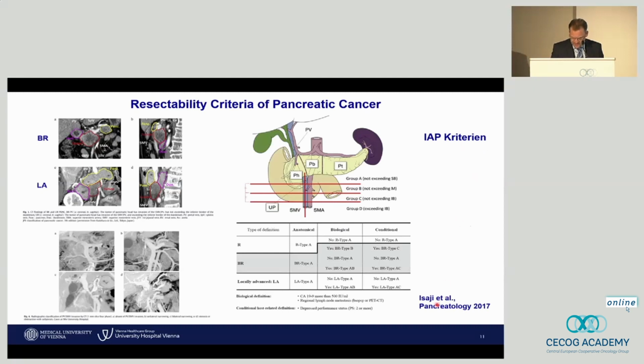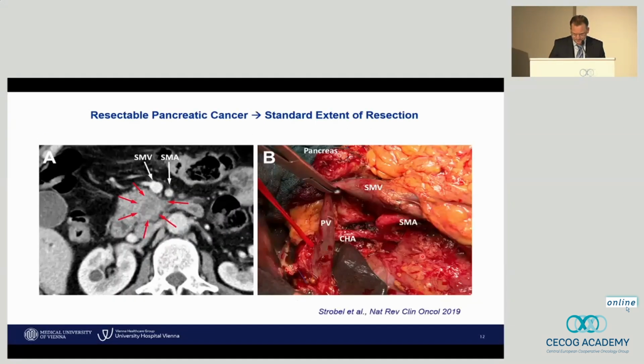gastroenterologists and oncologists. And they recommended not only to look at the anatomical, these are the radiological criteria, but also at biological criteria. They used CA 19-9, the gold standard biomarker in pancreatic cancer, and conditional criteria. Conditional is a reflection of patient risk and performance status. So I think this is a way to go forward, but this has never been validated, and also it is not used in the clinic, at least not in a broad fashion.